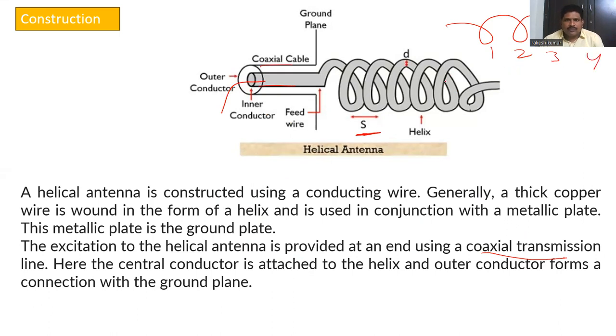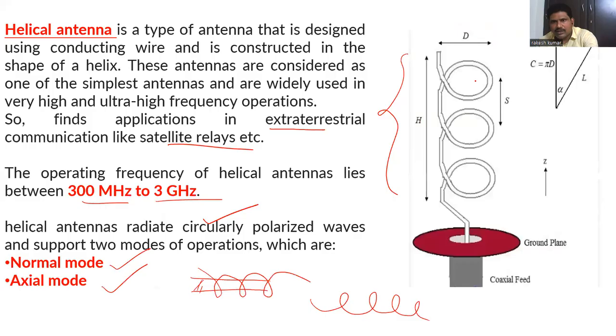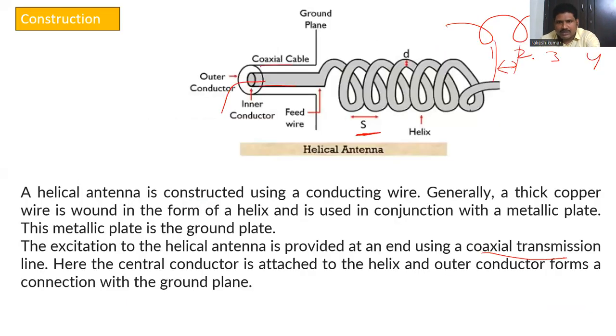Here, what is this S? S is nothing but the spacing between the turns. And if you observe here, D is the diameter from here to here. If you consider this as a total circle, D is the diameter, and C is equal to pi D, where C is the circumference.